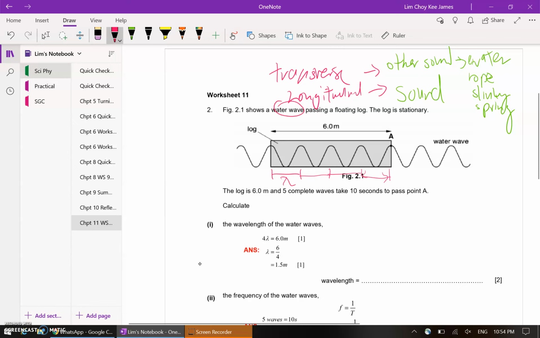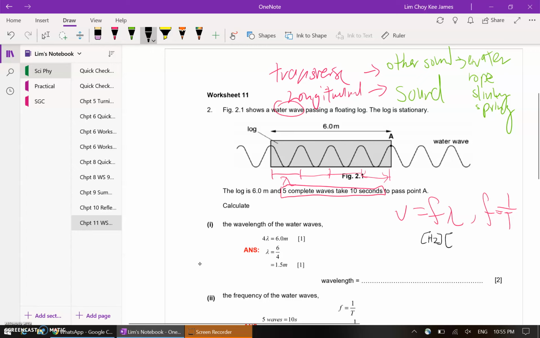The question also mentions that 5 complete waves take 10 seconds to pass through. 5 complete waves, 10 seconds. Now, when the question asks for the wavelength of the wave, don't be in a hurry to rush down to use the formula. The formulas we commonly remember are v = f lambda, and f = 1 over T. As I highlighted before, when we use the formula, we have to make sure that the quantities are in SI units. For example, frequency has to be in hertz.